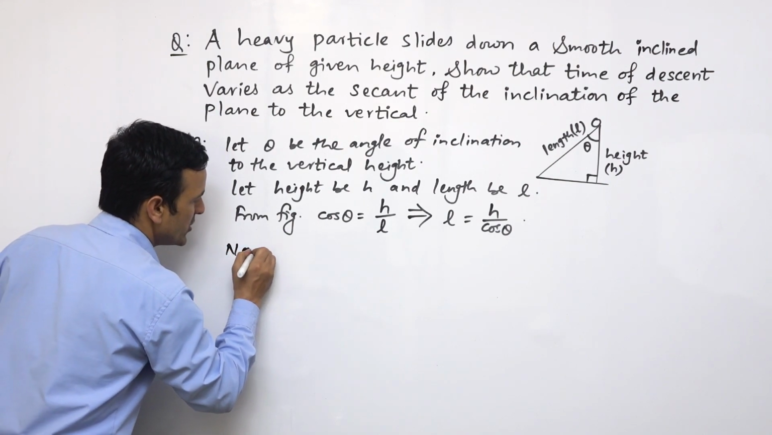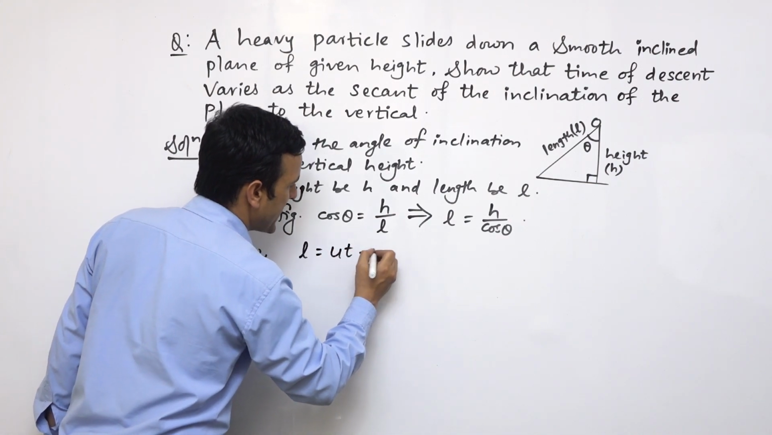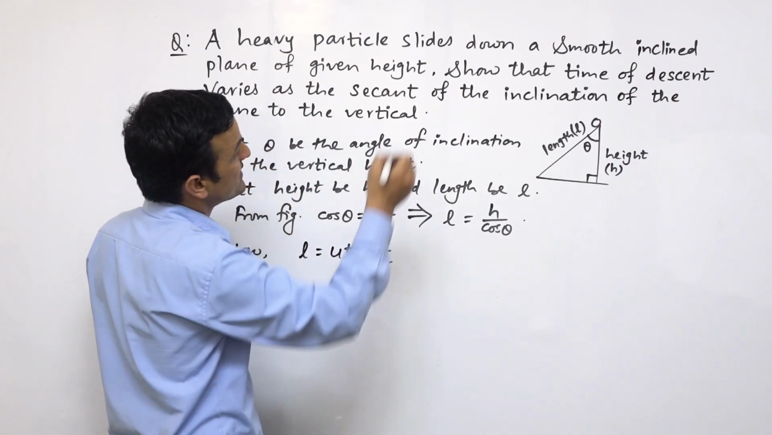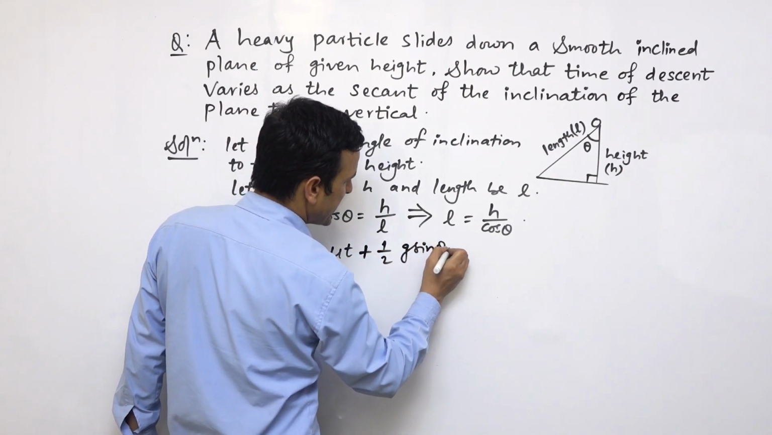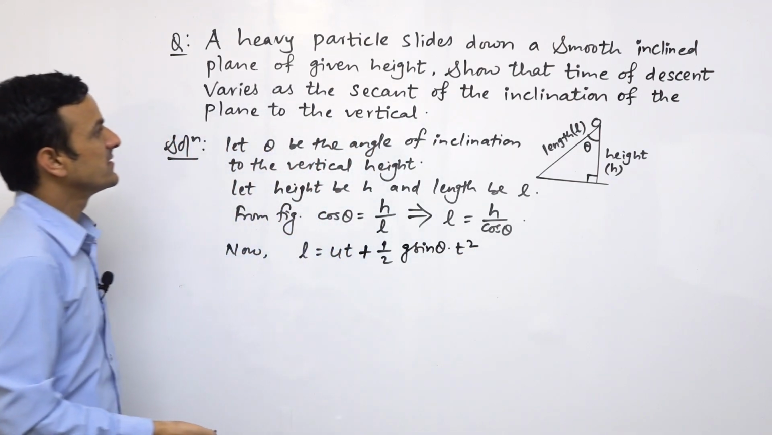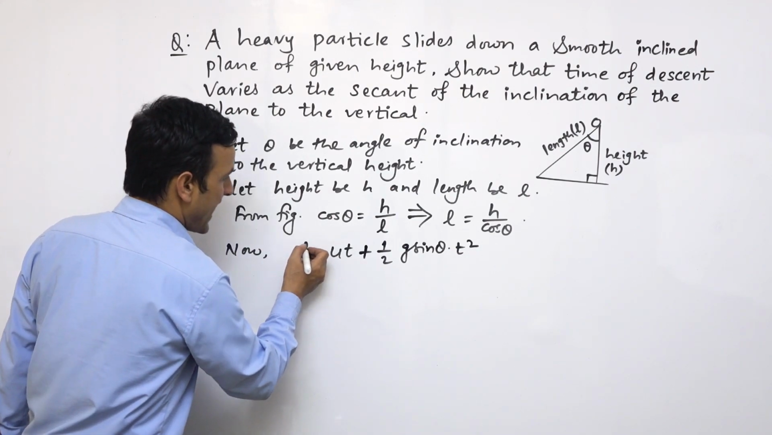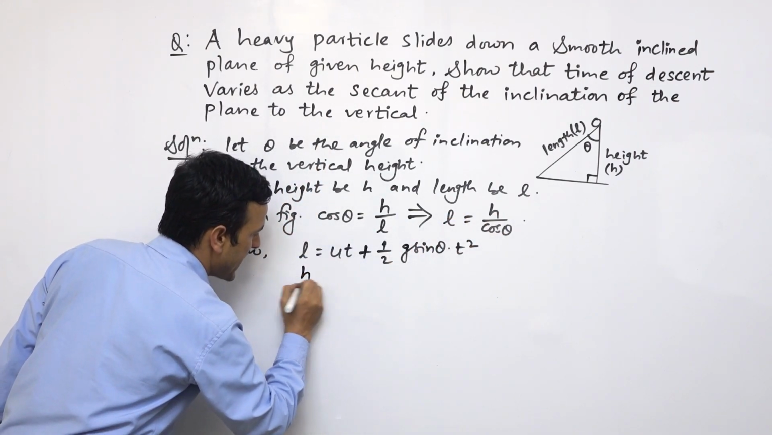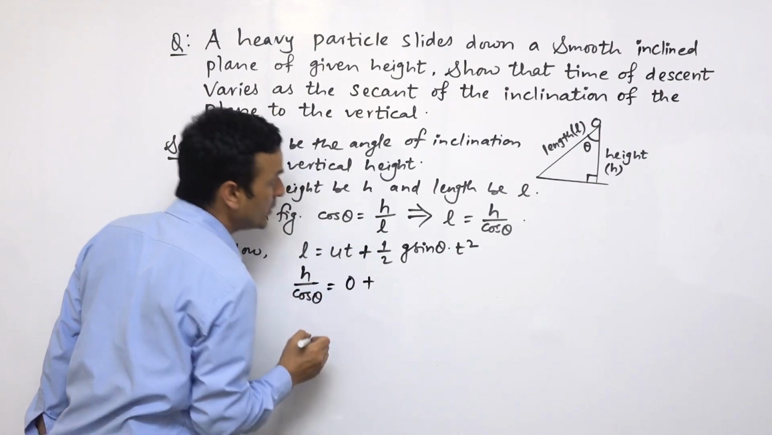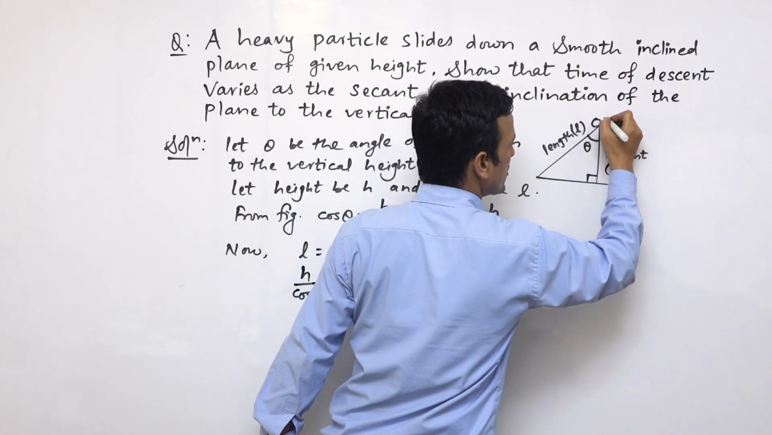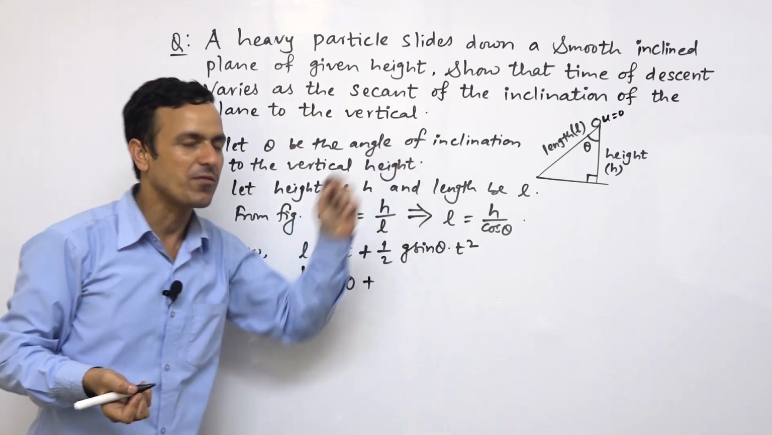So now we can use the formula: L is equal to ut plus half g sin theta into t square. And L means h upon cos theta. Since it slides down from the top, u is equal to 0.